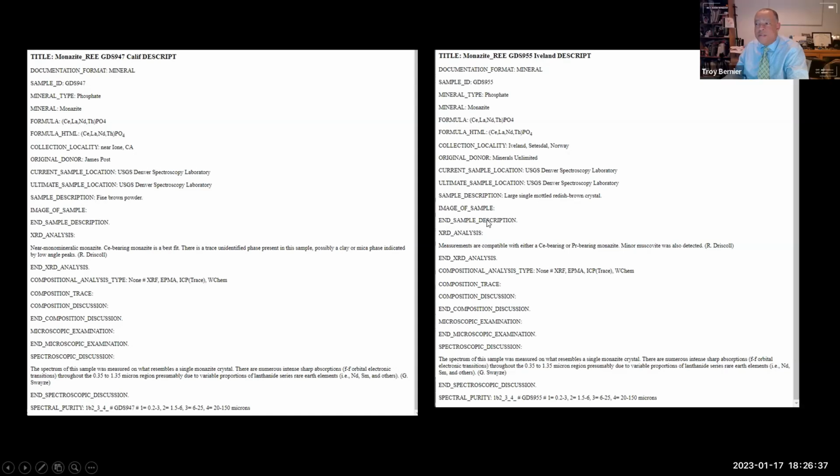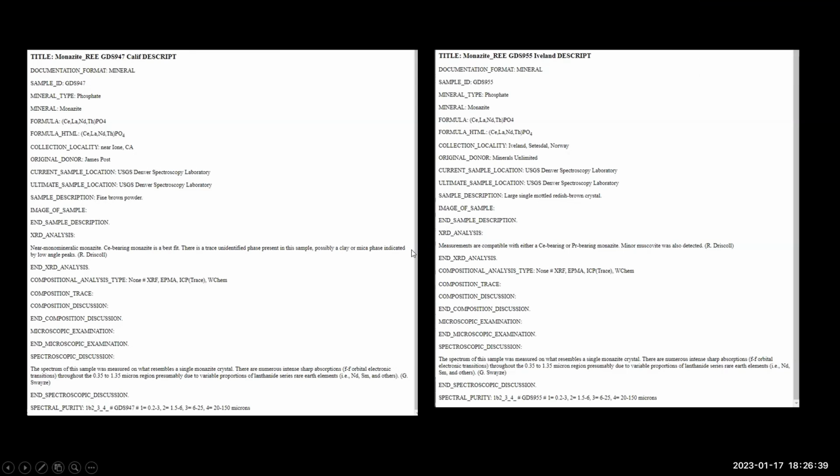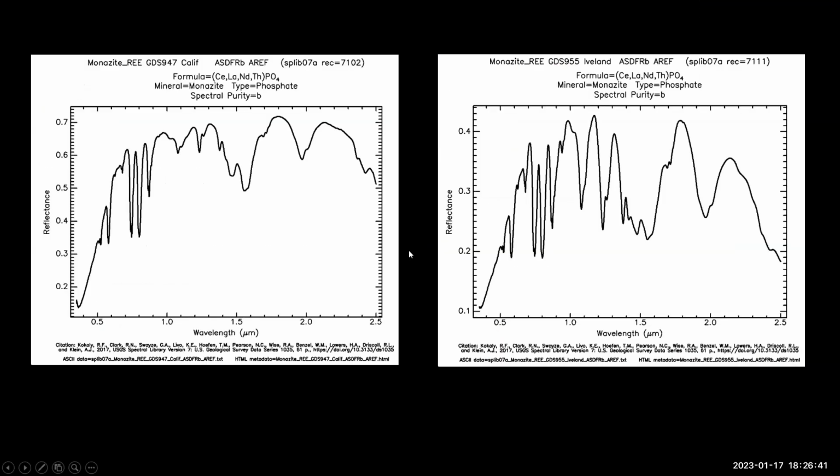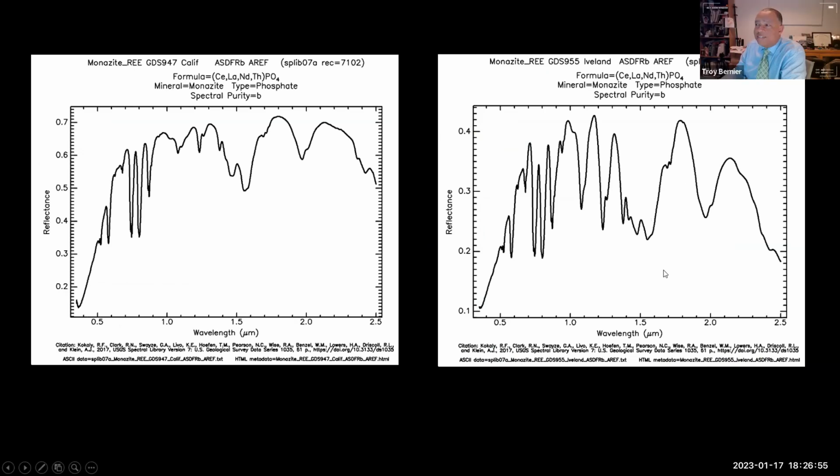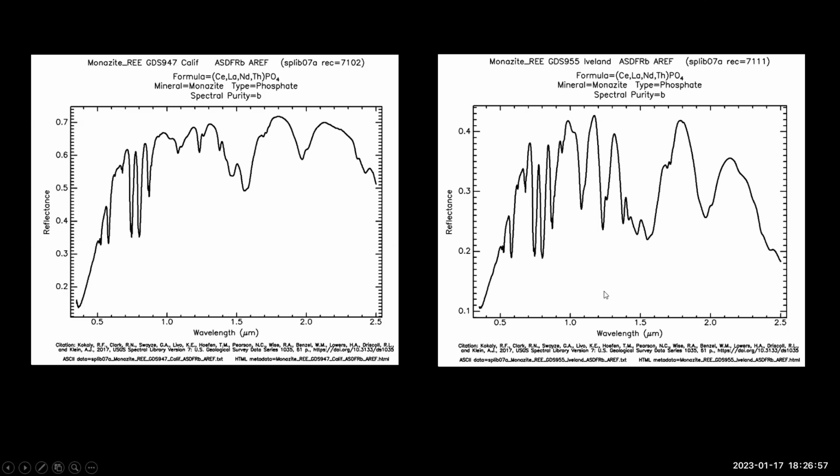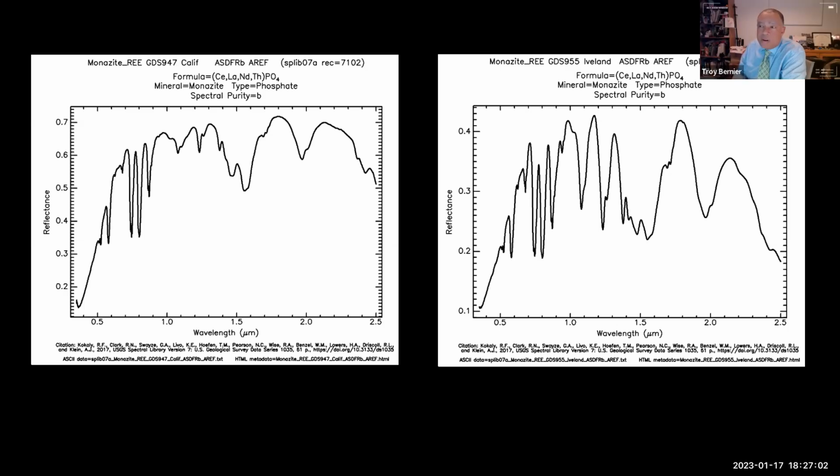Can you flip back? Absolutely. So you're getting a better amplitude spectrum out of the crystal, right? No, the crystal's on the right. The brown powder's on the left. Yeah, the powder's on the left. The powder's giving us a better spectral response.